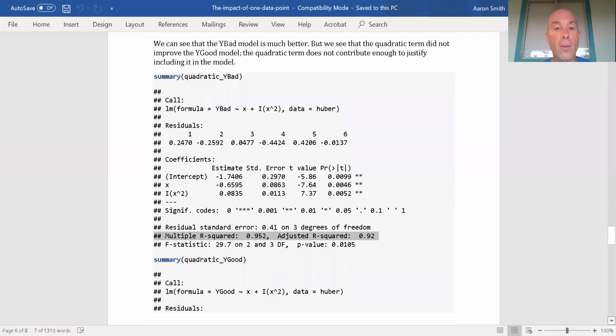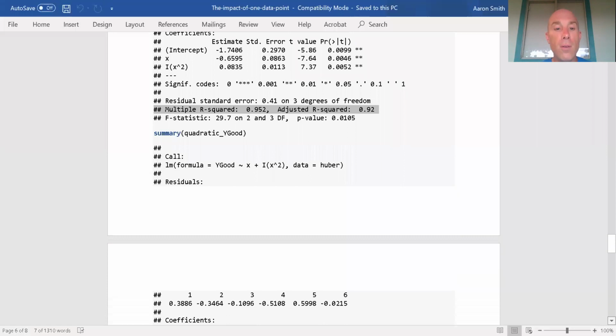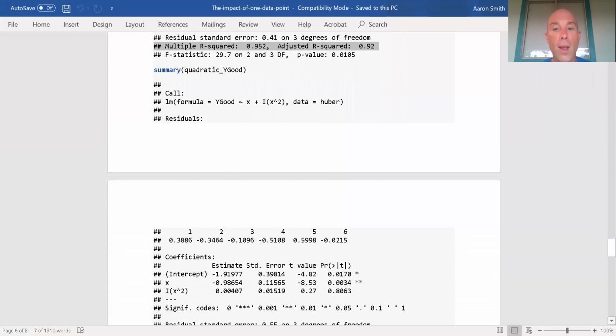Now let's look at the y good quadratic model. And you can see that it's saying the p-value is big. It's saying that the quadratic term is not statistically significant. So this is implying to us that we do not want the quadratic term. We want to stick with the straight line that we had previously.